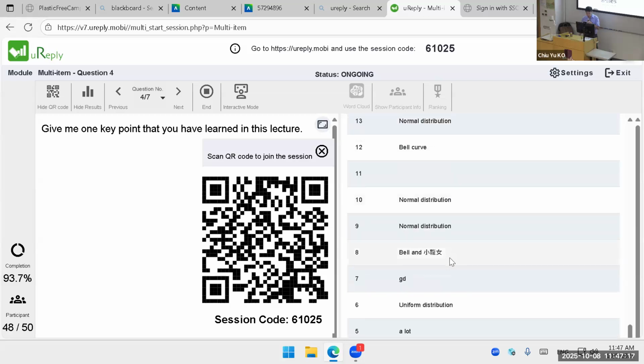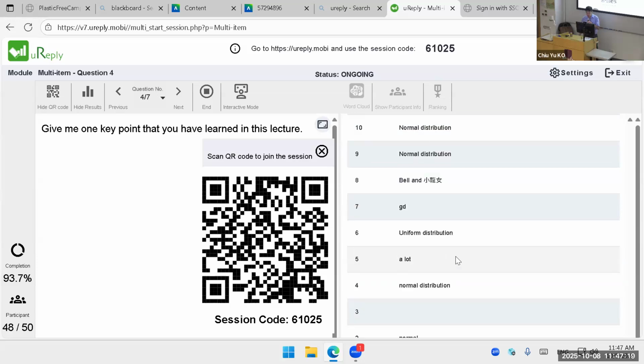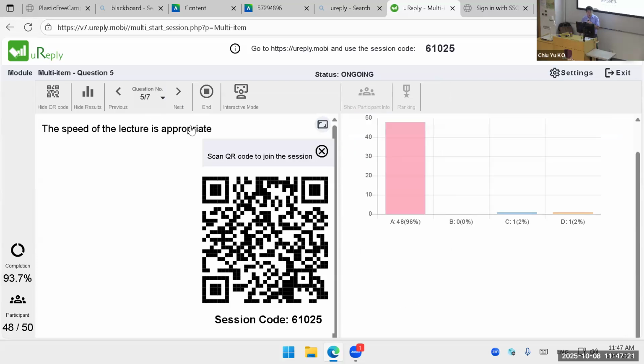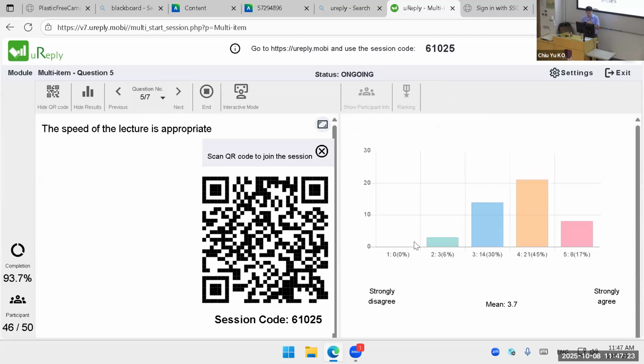Okay. Bell and 小龙女, yeah, that's what happened. So we have a nice bell curve here, goes on. What else?